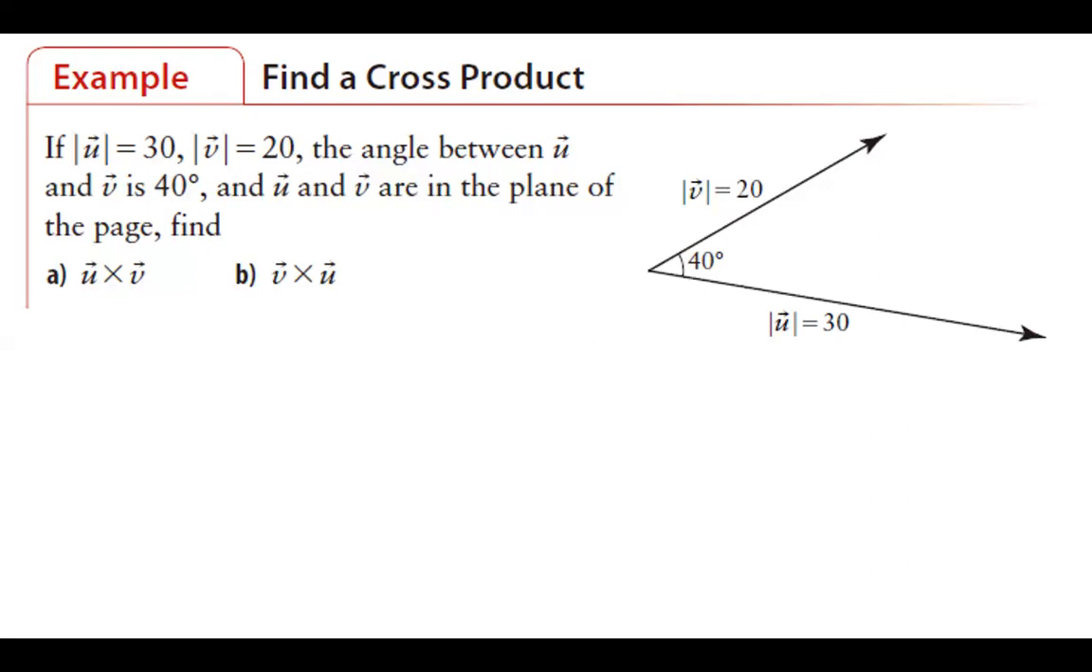Okay, have you finished? Okay, let's have a look at the solution together.